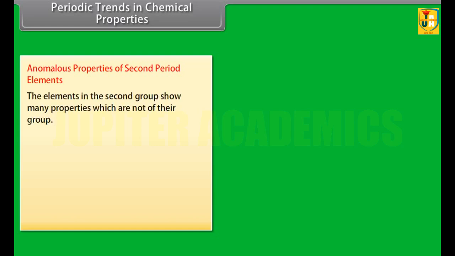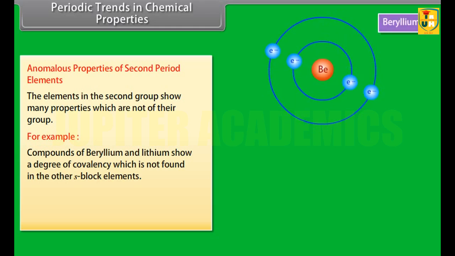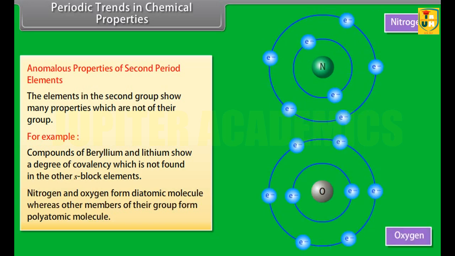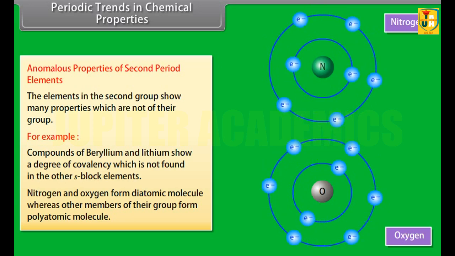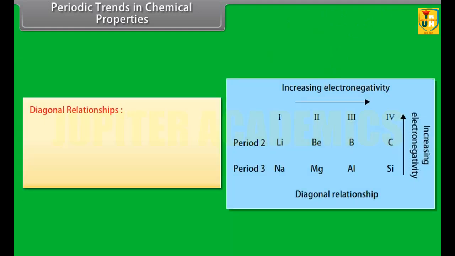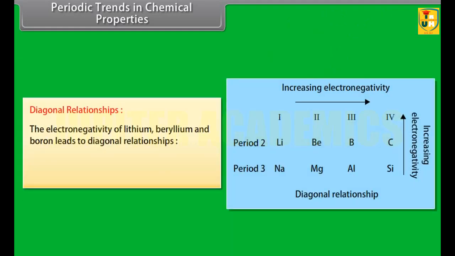Anomalous properties of second period elements. The elements in the second period show many properties which are not found in their group. For example, compounds of beryllium and lithium show a degree of covalency which is not found in the other s-block elements. Nitrogen and oxygen form diatomic molecules, whereas other members of their group form polyatomic molecules. Diagonal relationships. The electronegativity of lithium, beryllium and boron leads to diagonal relationships. Lithium is strikingly similar to magnesium, beryllium to aluminium, and boron to silicon.